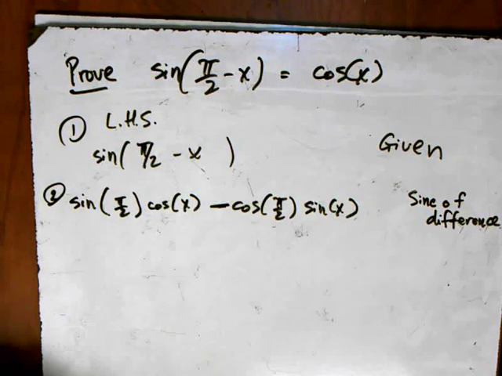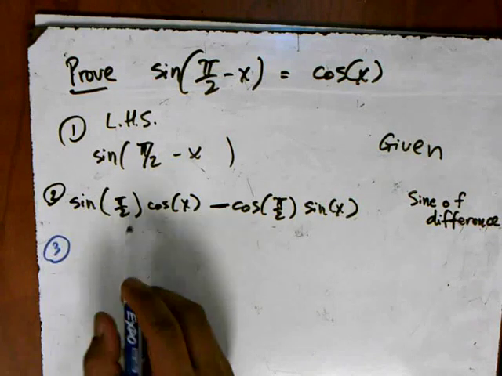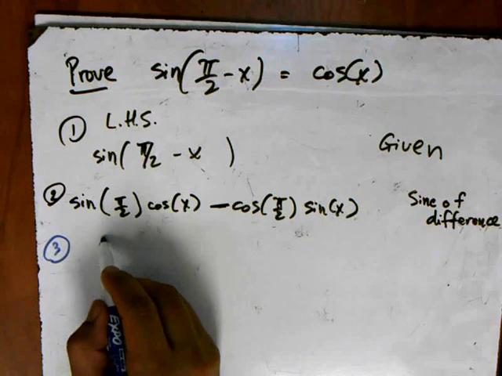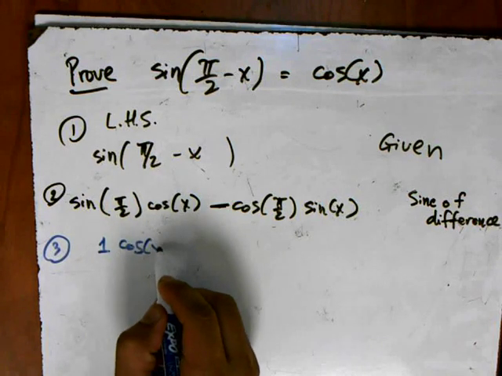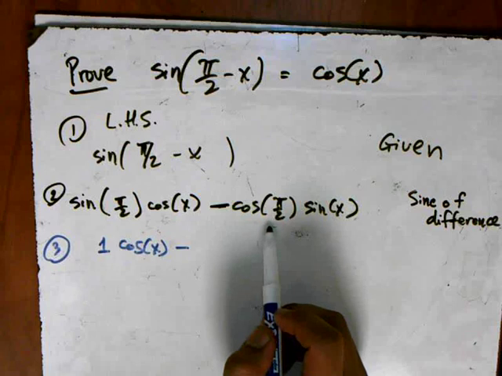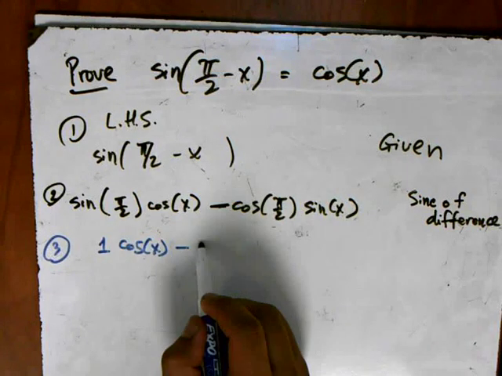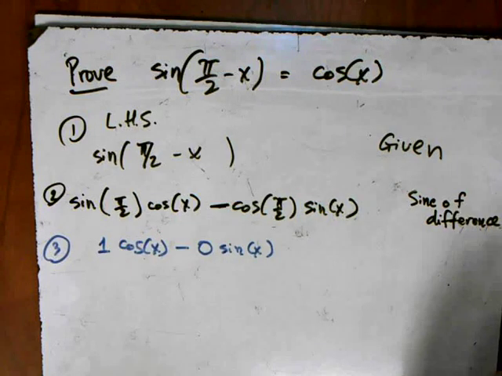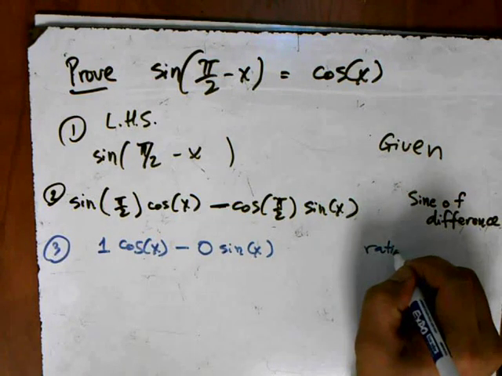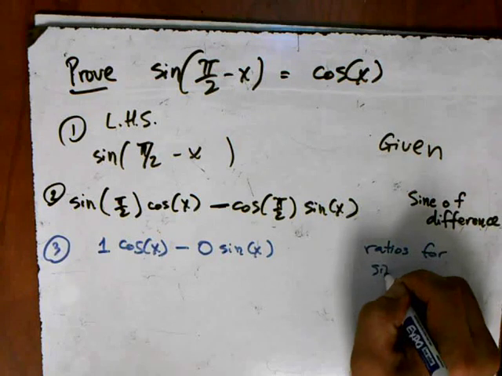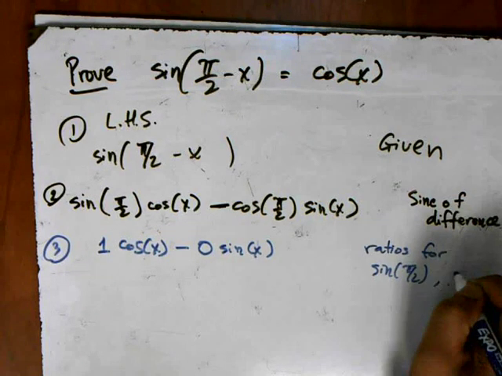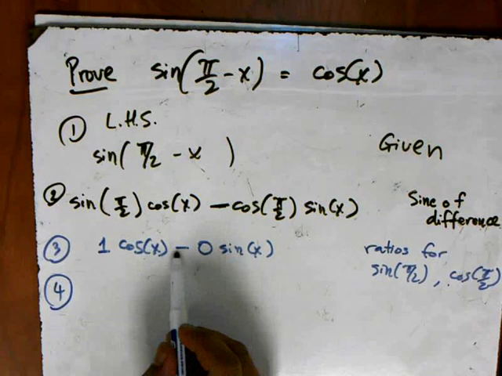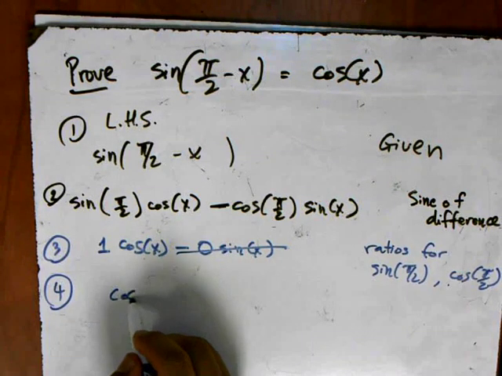And now the next step, fairly straightforward. So sine of pi over 2, well, that's just 1. Cosine x is still cosine x, minus cosine of pi over 2 is 0 times sine of x. Okay. So the reason here is just the ratios for sine of pi over 2 and cosine of pi over 2. So now we just simplify. This is all gone, and we just have cosine.